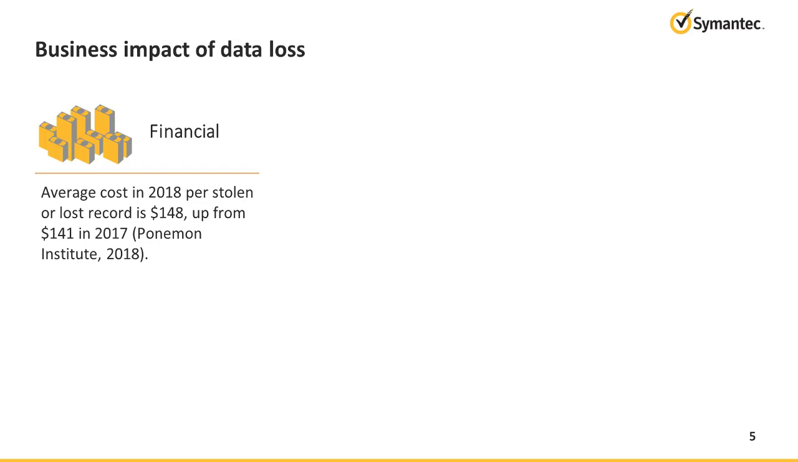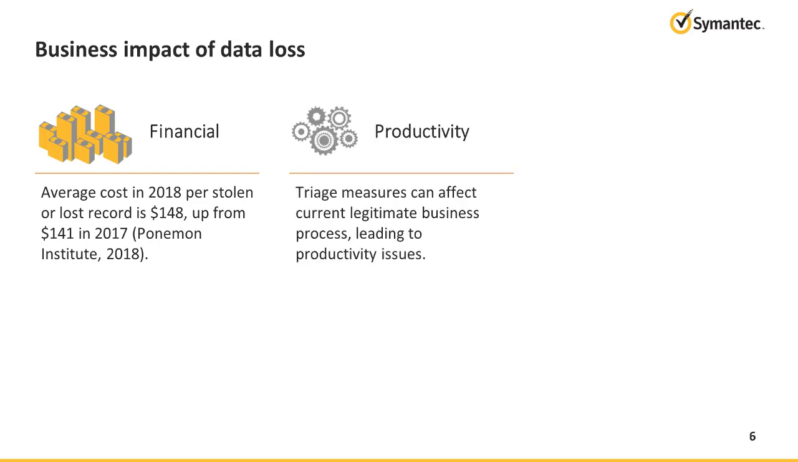The financial impact is often the immediate and ultimate consequence of a data breach. There are several sources of financial impact, such as fines, credit monitoring and repairing, audits, litigation costs, settlements, and infrastructure, to name a few. Data loss can also affect organizational productivity. It's not uncommon that organizations will need to implement emergency measures to control damage after a data breach. These measures can affect current legitimate business processes, leading to productivity issues while the triage controls are in place.